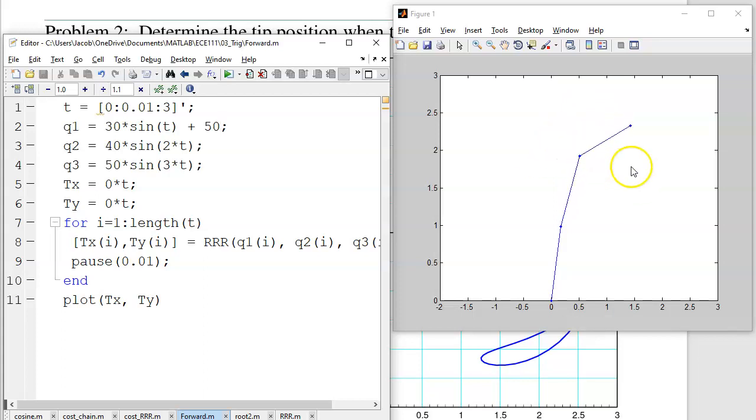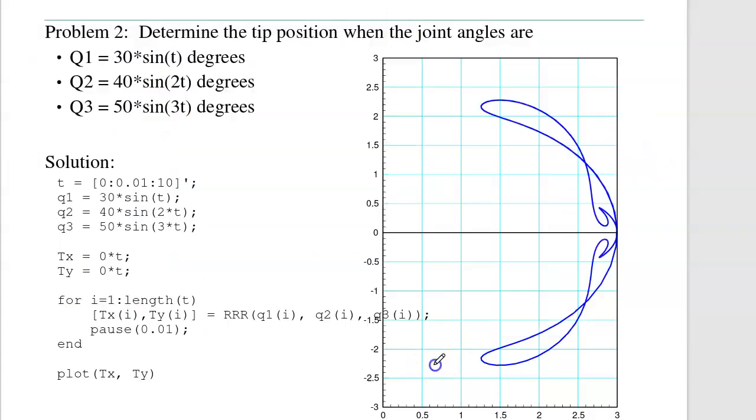If I look at the tip position and plot that for all time, here's what it looks like. I'm not really sure what that shape is, kind of a pretty shape, but that's the result of these angles on that 3-link robot. That's called forward kinematics.